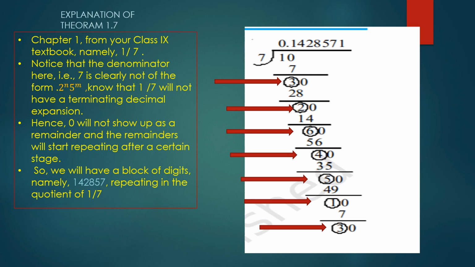The block is 0.142857. So this is the block. This block will repeat again after 7. Again 142857, 142857, like that.